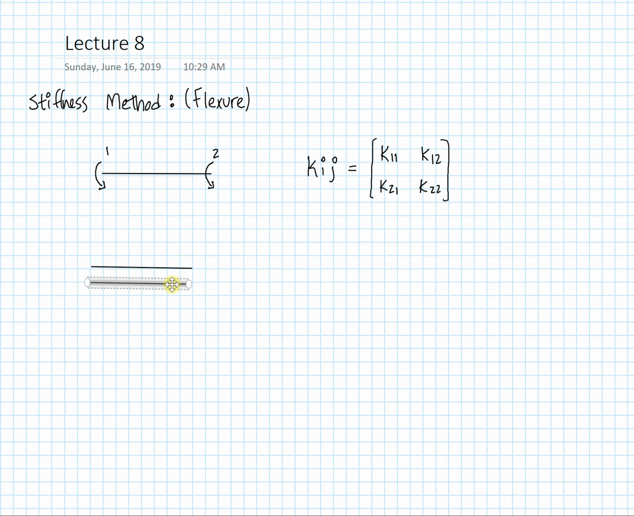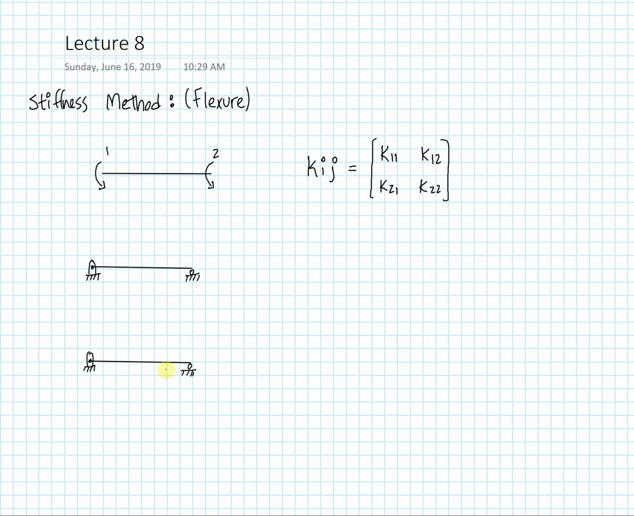I'm going to need two beams. Here it is. And because they are simply supported, I'm going to have a pinned support on this side, a roller on the other. A pin on this side, and a roller on the other.